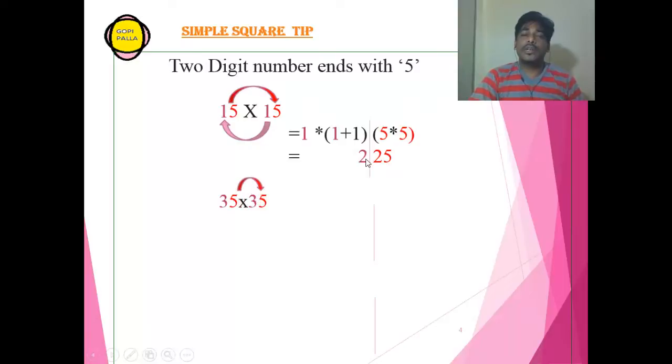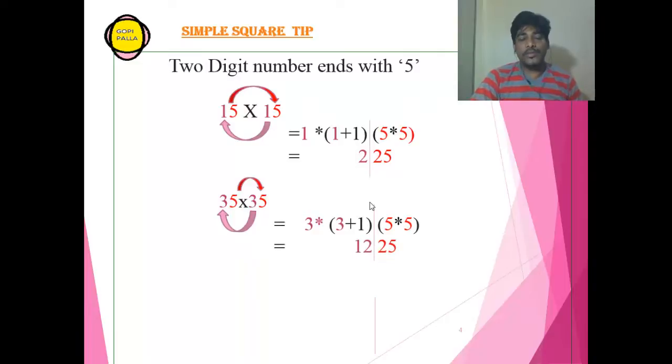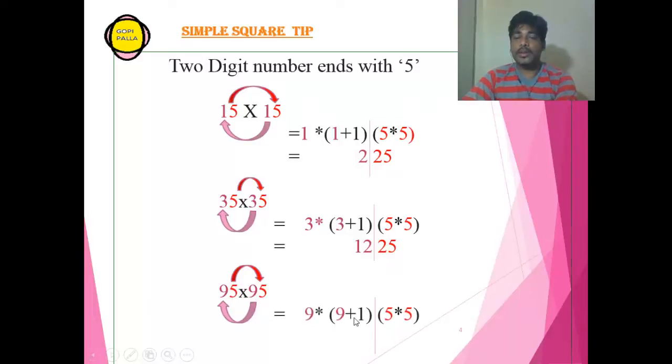Second one, 35 multiplied by 35. The last two digits as per this tip are 25, fixed. The other digits are 3 multiplied by 3 plus 1, so 12, and 25 is the answer. Similarly, the next one is 95 by 95. The last two digits are 25, and 9 multiplied by 9 plus 1, so 9 multiplied by 10, which is 90, and 25 is the answer.